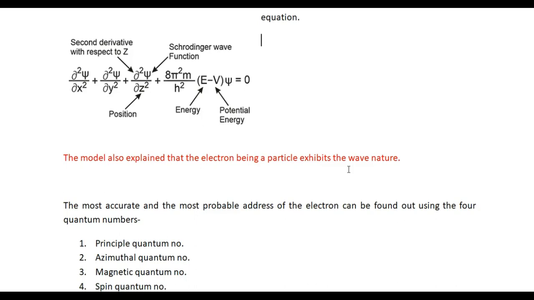To describe each electron in an atom in different orbitals, we need a set of four numbers known as quantum numbers. These are designated as n, l, m, and s. These four numbers are called quantum numbers.